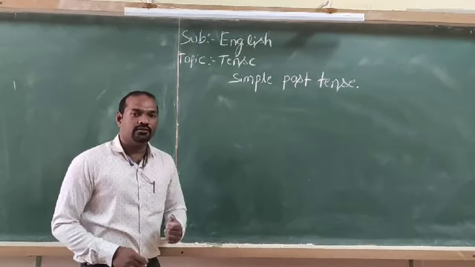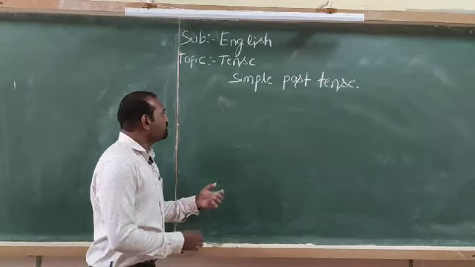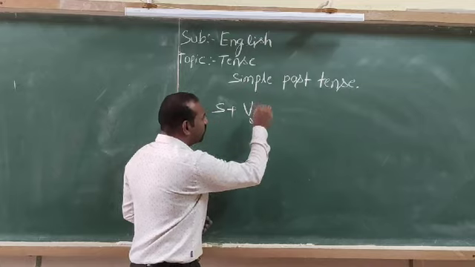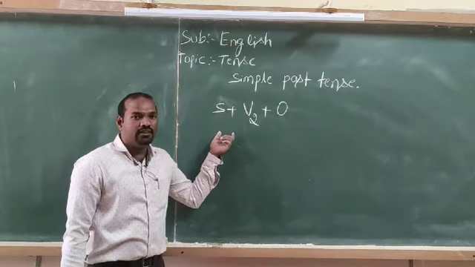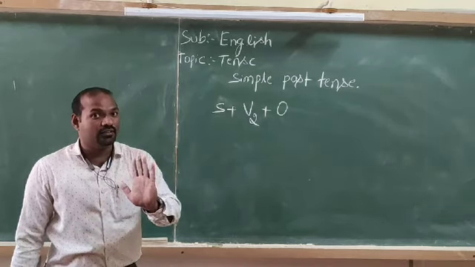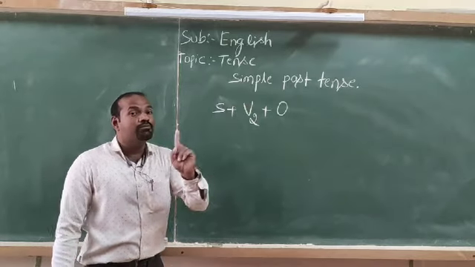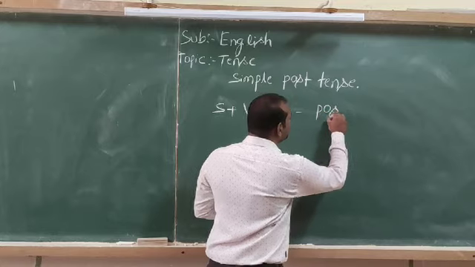Simple past tense. What is the structure of the simple past tense? Look: subject, verb in the second form, and object. This is the structure of the simple past tense positive sentence.